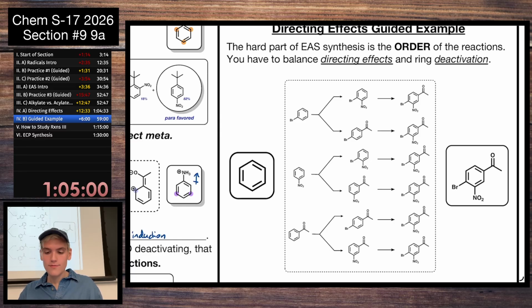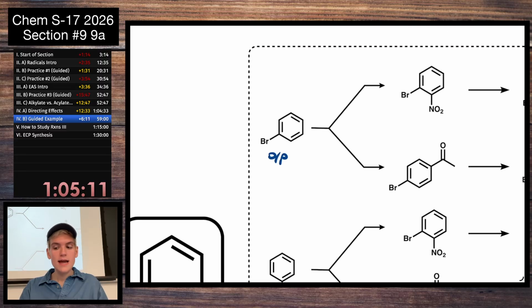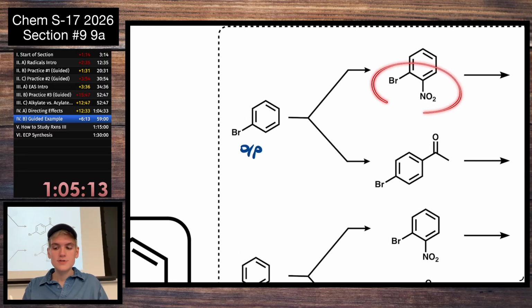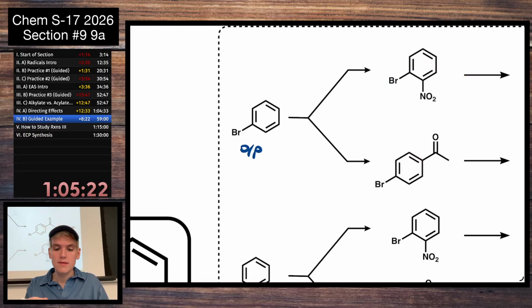So first off, let's imagine we added our bromine first. Is our bromine meta-directing or ortho-para-directing? Ortho-para, only exception. Great. So now let's imagine we add our nitro group after it. Is this correct? It added ortho, and then here, if we did Friedel-Crafts, it would add para. So those are both fine, okay.